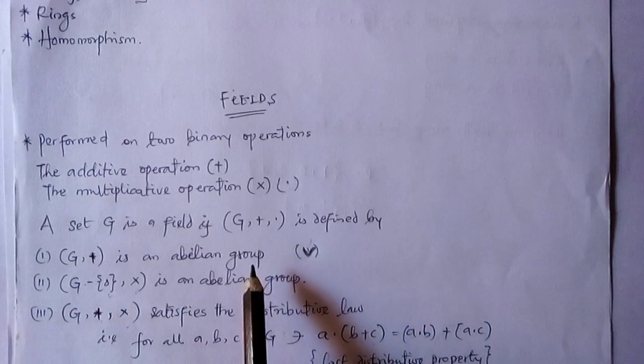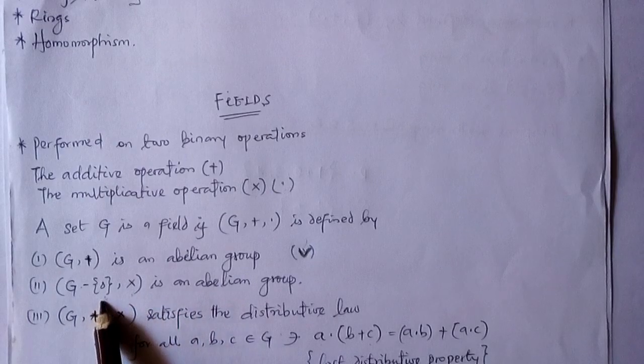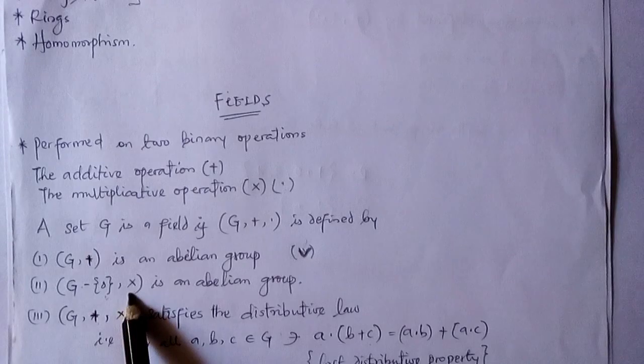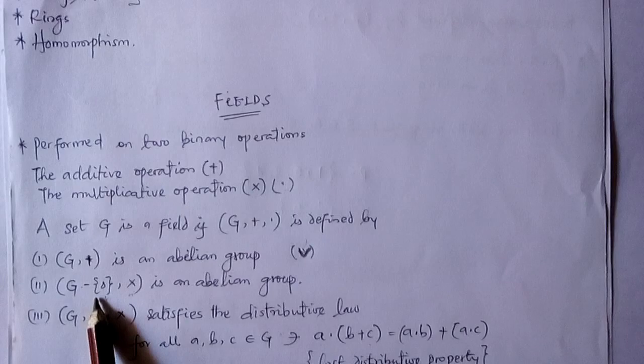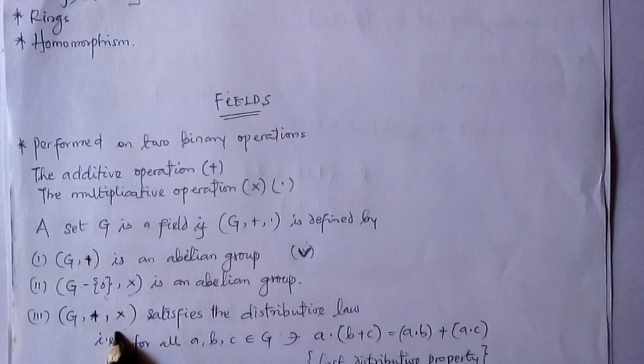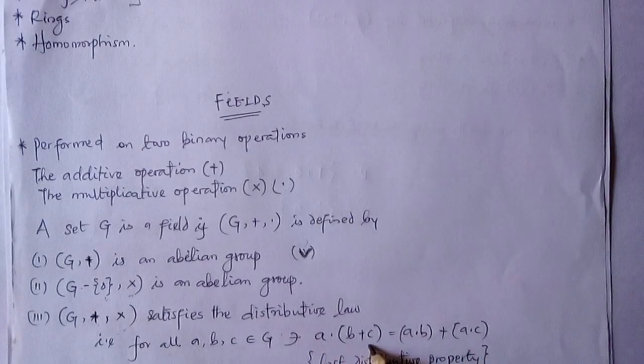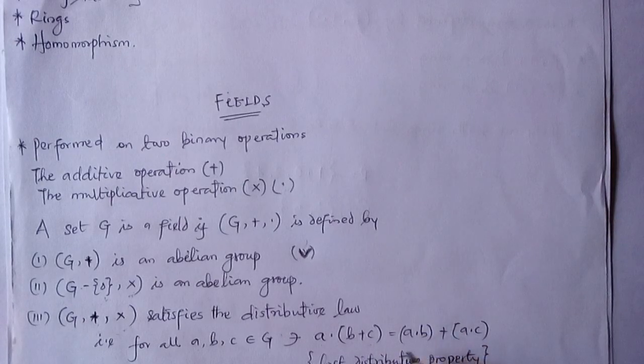The next part is where G, subtracting the zero element, is also an abelian group, but performed under the multiplicative operation. We will look at an example of this in the next video. And the last property is that set G under the two operations satisfies the distributive law. The distributive law here states that A dot (B plus C) must be equal to A dot B plus A dot C. We will be looking at that also in the next video.